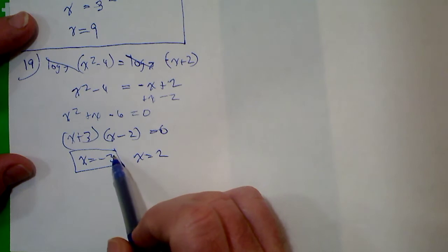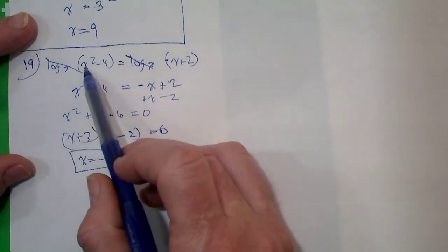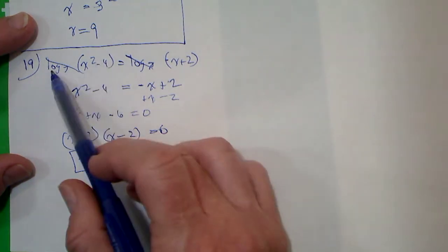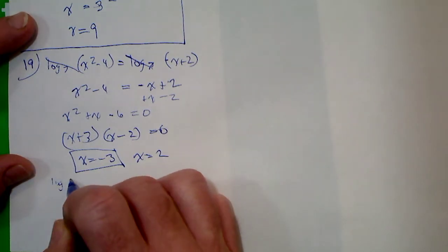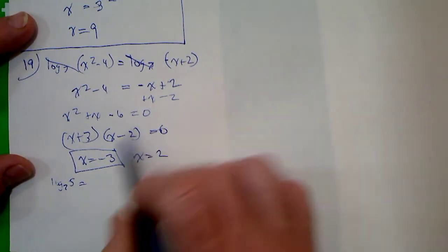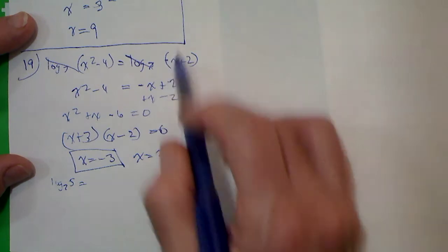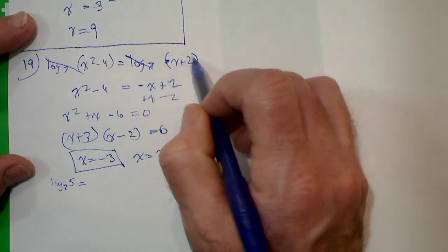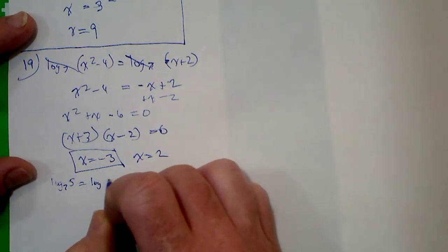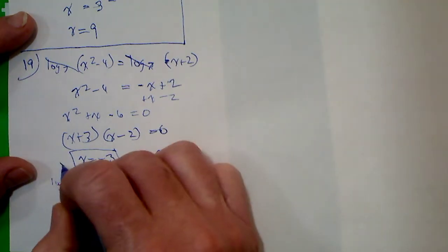So plug in negative 3. Negative 3 squared is 9. 9 minus 4 is 5. So log of 5 base 7. Then you plug negative 3 on over here. That's negative x, so negative 3 is positive 3. 3 plus 2 is 5. So that's log of 5 base 7. That checks out. That's fine.